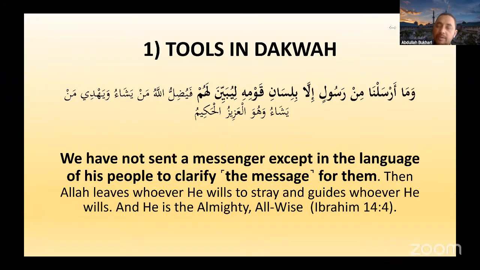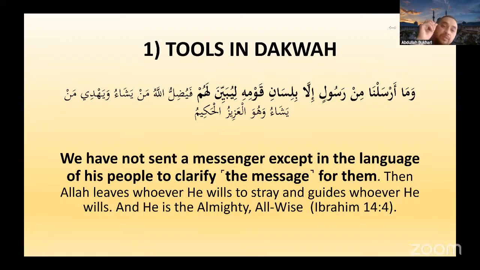So based on this ayah, we can make a theory. For example, long before the birth of Prophet Adam alayhi salam, or our Prophet Muhammad sallallahu alayhi wasallam, maybe there was a prophet in Russia, or Brazil, or Argentina, or Australia. We never know, because this verse explains it in a general way. Allah said, we have not sent a messenger except in the language of his people, to clarify the message of Allah for them.